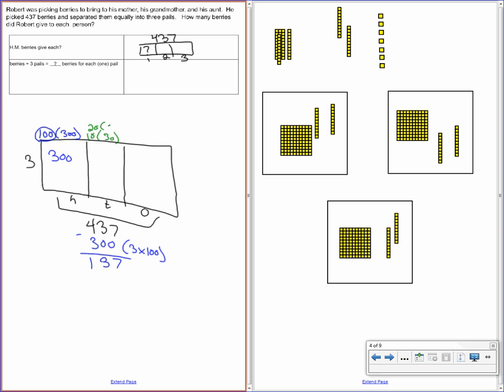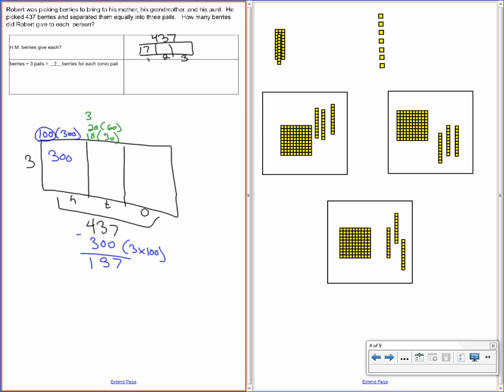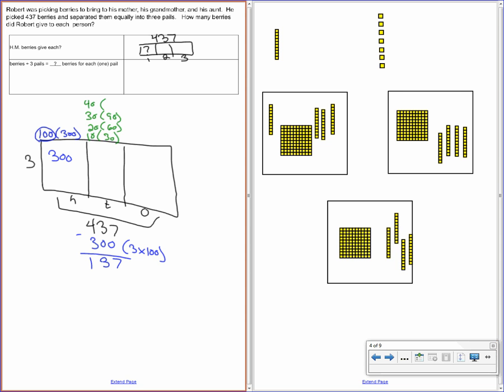Gave them 20, that's worth 60. Okay, if I give them all 30, how much is that worth? 30 times 3 would be 90. And, oh, yep, it looks like I have enough. Give them all 40, that's worth, let's see, 4 and 4, that's worth 120.